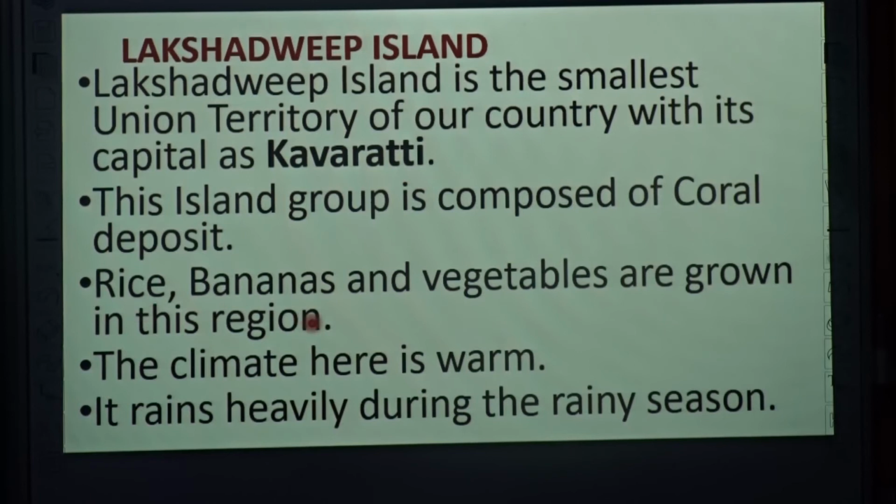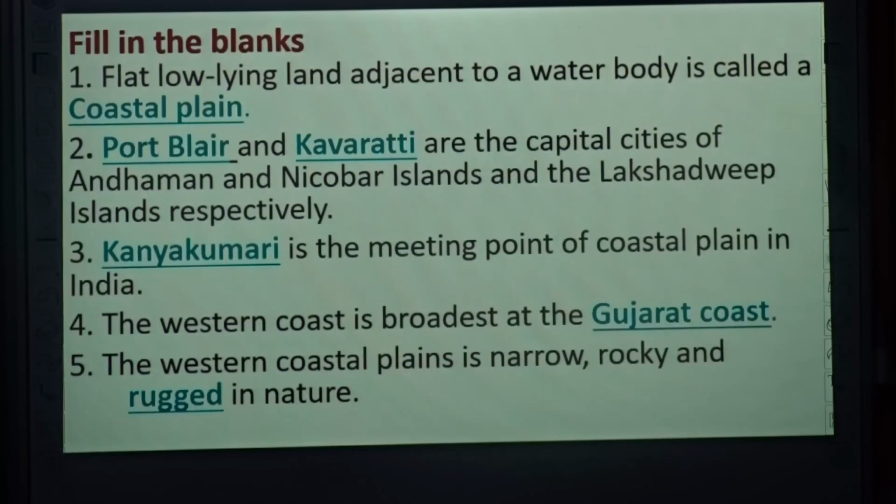And rice, bananas and vegetables are grown in this region. The climate here is warm and it rains heavily during the rainy season. So this Lakshadweep Island gets more and more rain during the rainy seasons. Yes children, I hope you have understood the lessons and remembered all the important points from this lesson. Now we are moving to fill-ups.